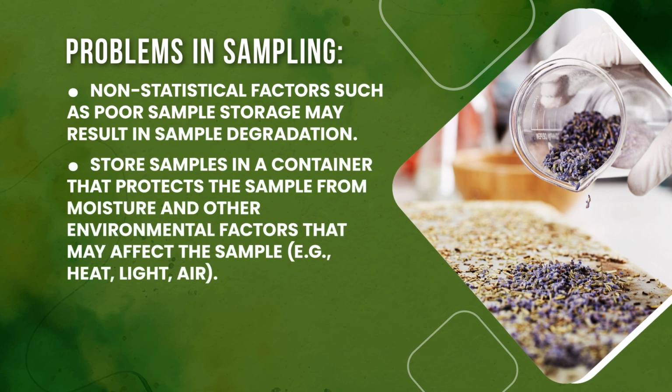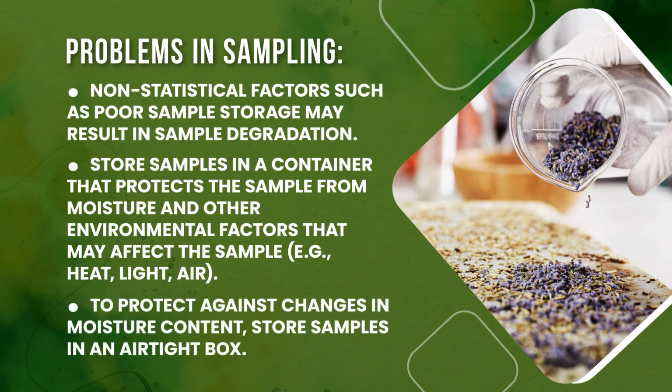Store samples in a container that protects them from all kinds of heat, light, air, and protects against changes in moisture content. So store the sample in an airtight box. These are the precautions we have to take. Now let's talk about subsampling. If the test portion analyzed does not represent the lot or population, then even the best analysis could give misleading information. So distortions introduced at this stage will carry through the path of analysis and adversely affect the results and the conclusions drawn from them.